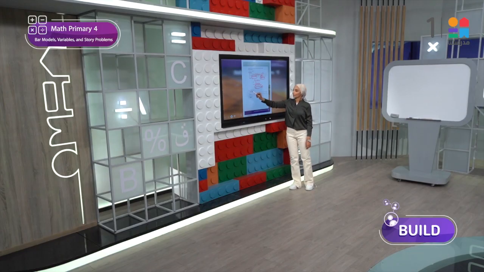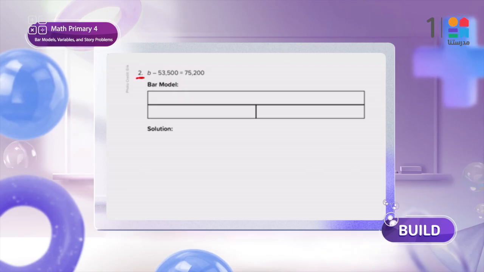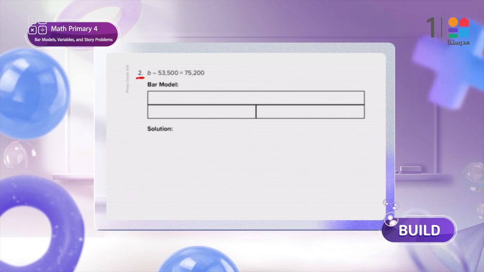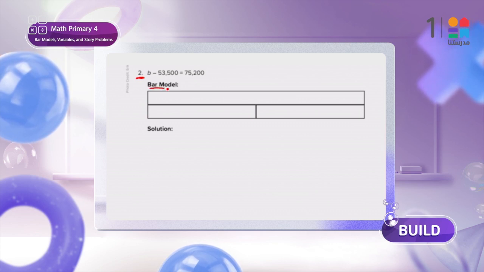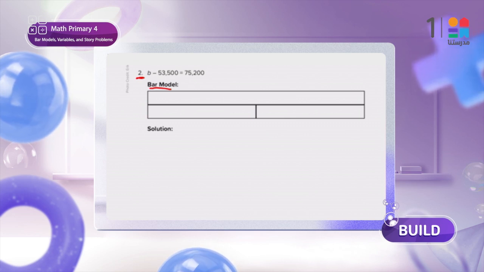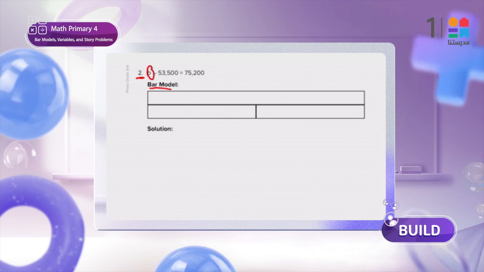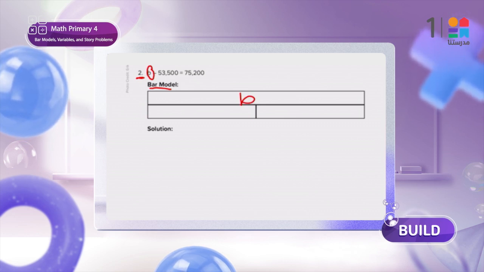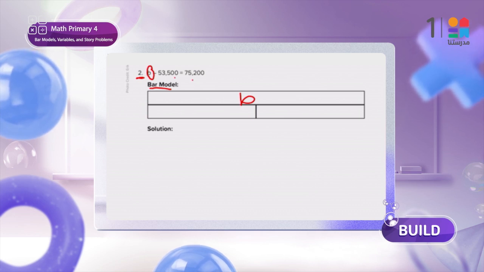Question number 2. Here is my equation. B minus 53,500 equals 75,200. Here's the bar model. Who can tell me what is the whole number and what is the known and what is the unknown? Yes, the whole number will be letter B. Why? Because this is the biggest number, the whole number. And these are the two parts.